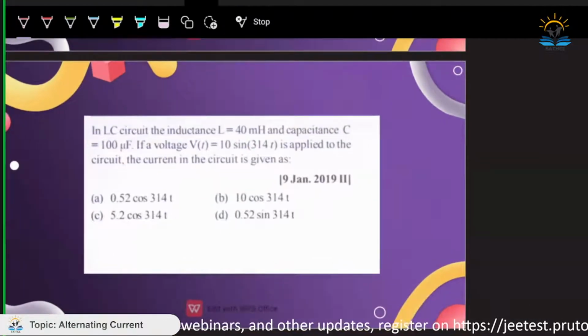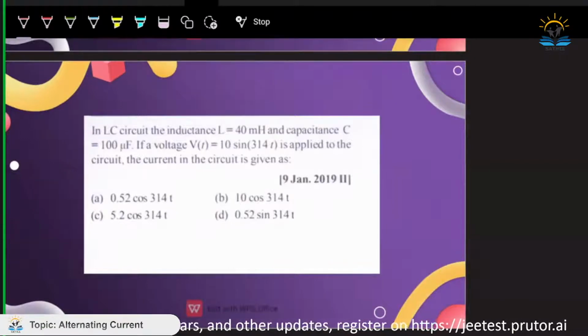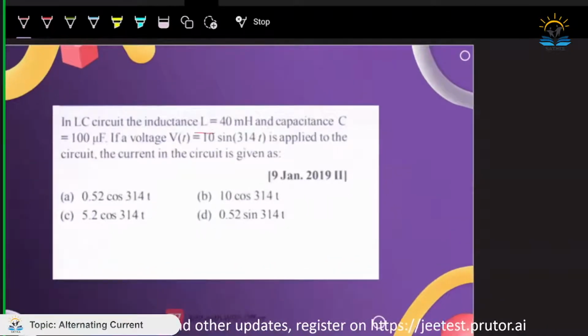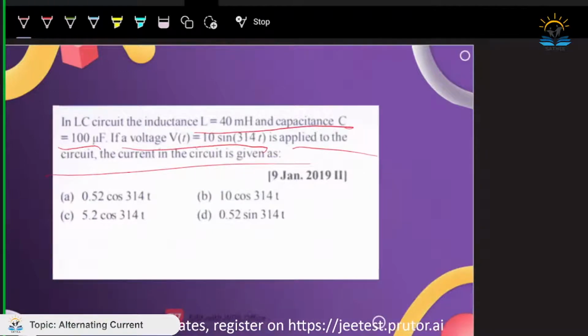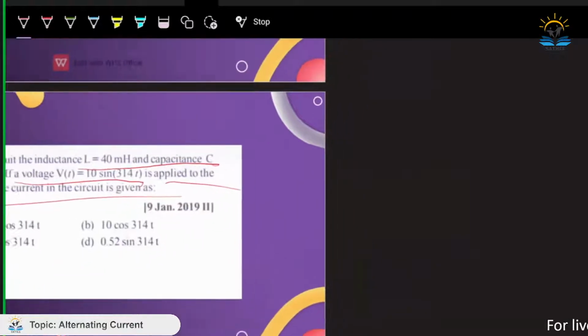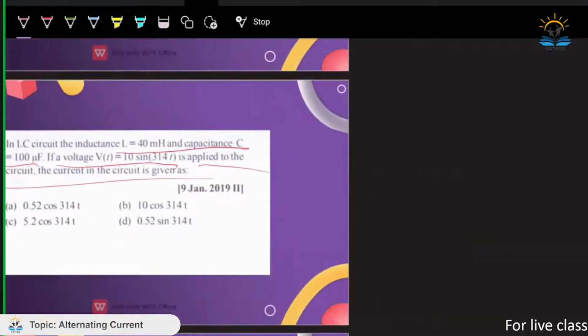If inductance L is equal to 40 millihenry and the voltage 10 sine 3140 is applied to the circuit, the current in the circuit is given as... Again, very simple. First, we have to find out the peak value of current. For the peak value of current, this is an LC circuit. We have to find out the impedance. Impedance will be root of XL square plus XC square. So XL will be how much here?